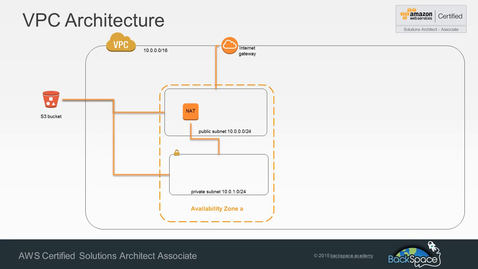So the VPC wizard is going to create those public and private subnets. It's also going to create a NAT instance for us. It'll create an internet gateway for connection through to the internet.